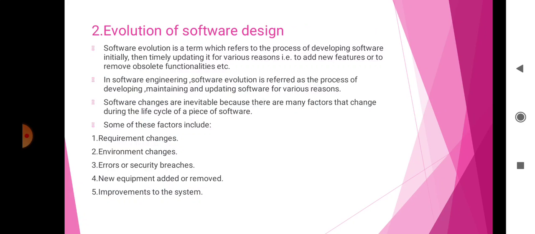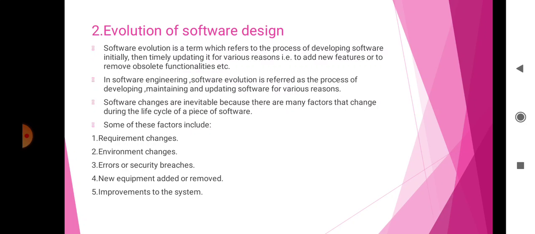Then the second part is the evolution of the software design. Software evolution is a term which refers to the process of developing software initially and then timely updating it for various reasons, that is, to add new features or to remove obsolete functionalities, etc. In software engineering, software evolution refers to the process of developing, maintaining and updating software for various reasons.